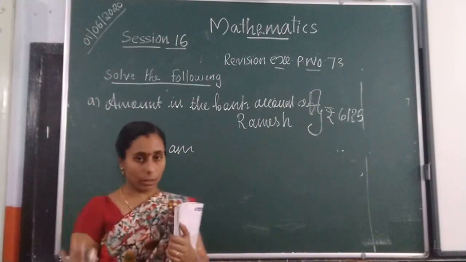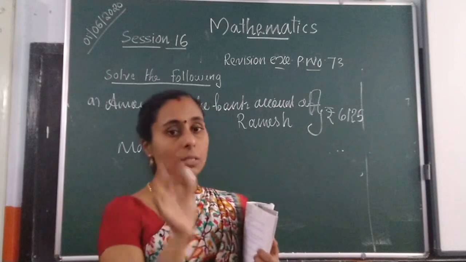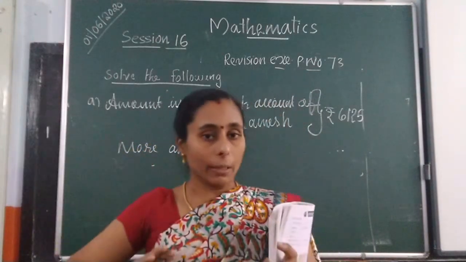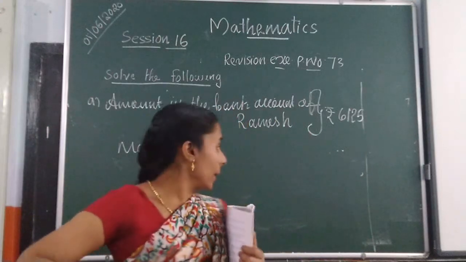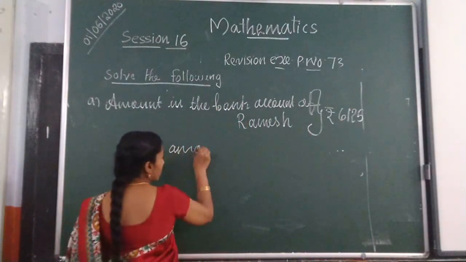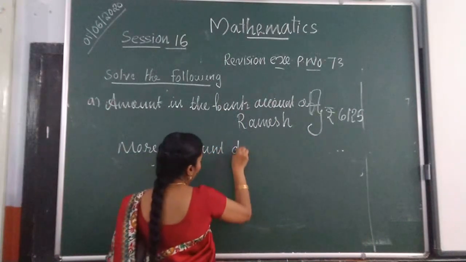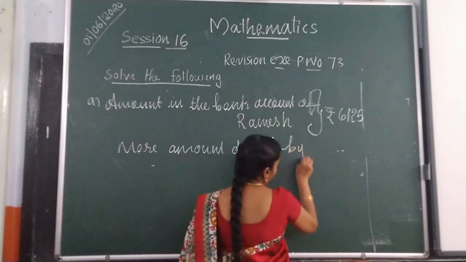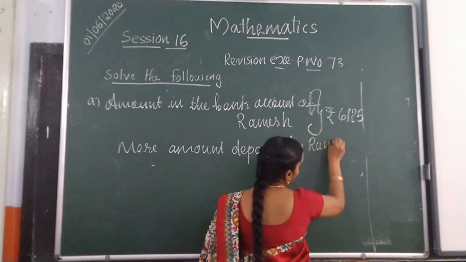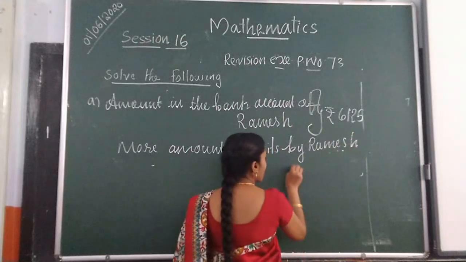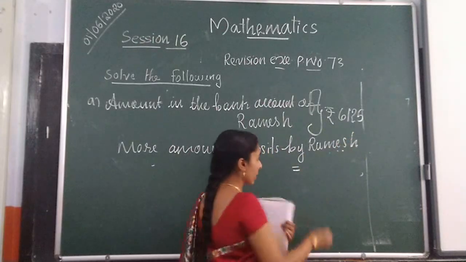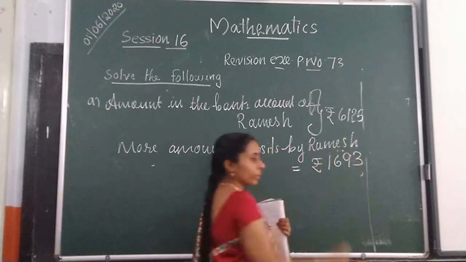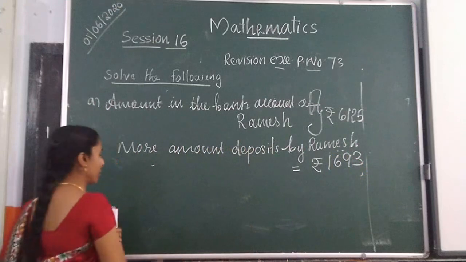This is not a number. Okay. If there is rupees, you should not write number of money. That is a wrong statement. Okay. Amount deposited by debit. How many rupees did you deposit? 1693. Next one. What is the statement?